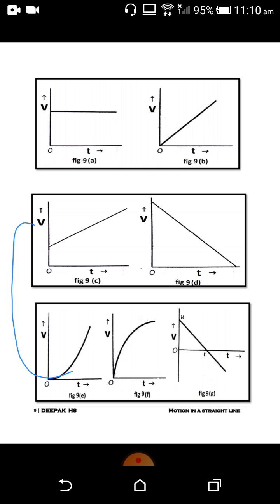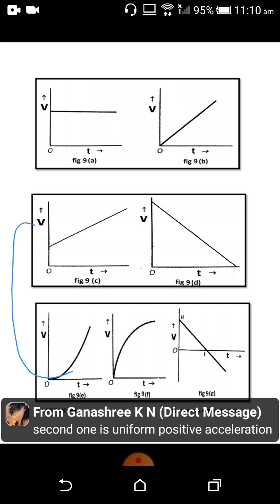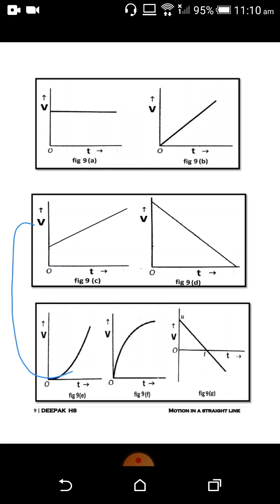The second graph is a body which is starting from rest and moving with positive acceleration. The third one is where a body is starting with some initial velocity, not from the origin. At the starting itself, it has some initial velocity. So that is regarding the third figure there.